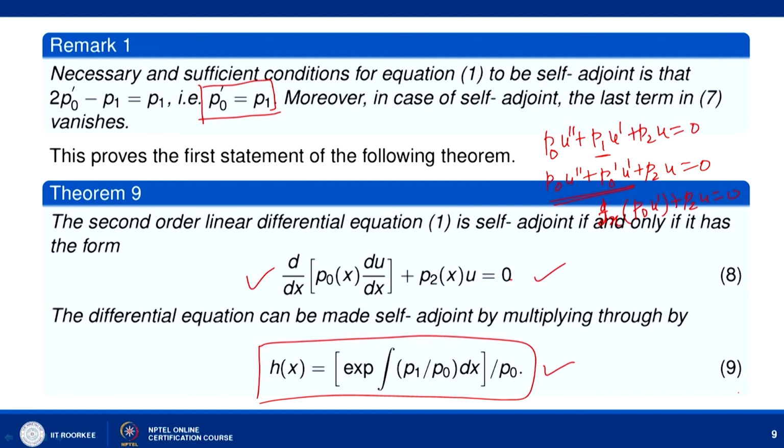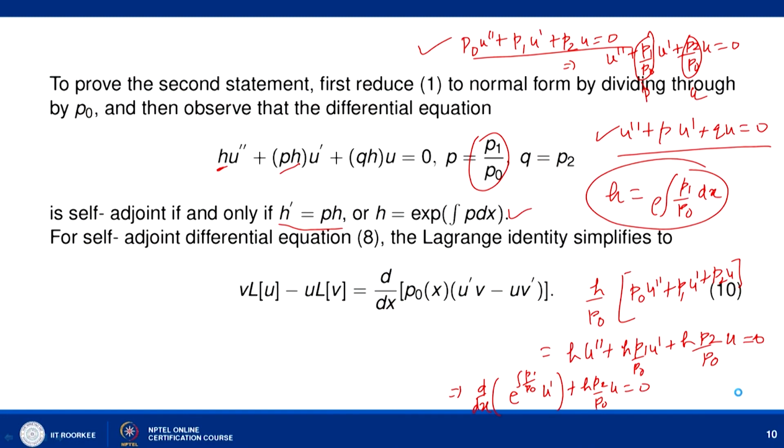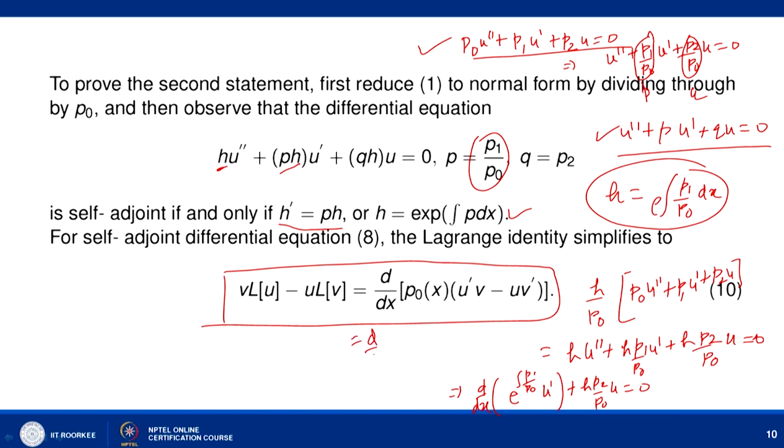And here we note one thing: in this case, for a self adjoint differential equation, the Lagrangian identity is now simplified, and it is given as vLu minus uLv equal to d by dx of p naught x times (u dash v minus uv dash). In fact, it is d by dx of p naught and the Wronskian of u, v. So why is that?